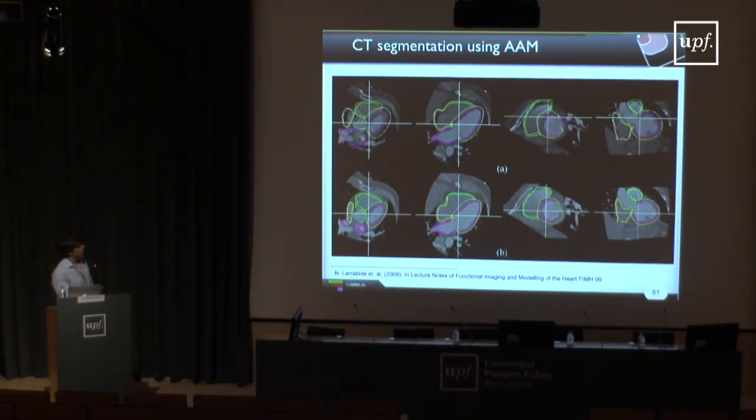If we put this to work, we start with, you see, this is an image of a heart at different planes. This is the contour. It's pretty far from the borders, as you can see here.